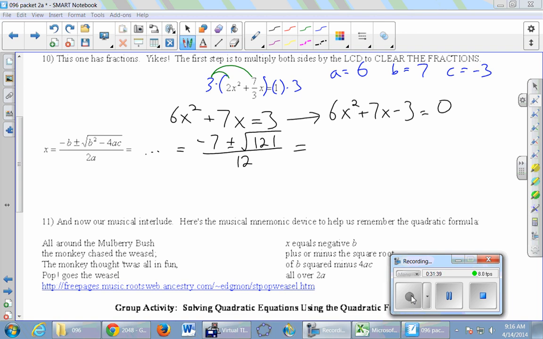So -7 plus or minus, how much is the square root of 121? It's 11. And then this guy is divided by 12. And the way to actually figure out what's going on here isn't so much to split it up in terms of 2 fractions, but it's to split it up in terms of that plus or minus. It really means -7 plus 11 over 12, or -7 minus 11 over 12. So I would split it, but not so much fraction-wise, but plus or minus-wise. And then we can just do these 2 calculations separately.